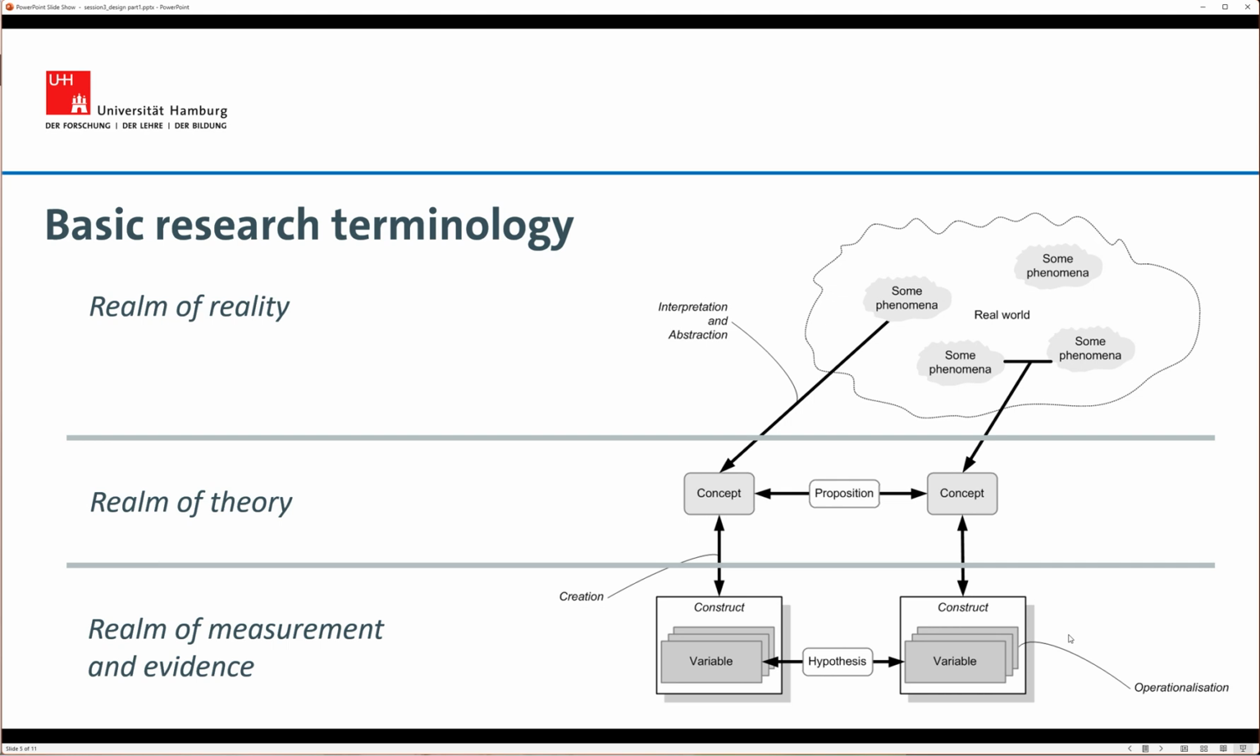Now, a third realm that is important to research is then the realm of measurement and evidence. So basically, what we're trying to do is we take our realm of theory, where we delineate or make assertions about how concepts relate to one another, and then we have to go back into the realm of reality to test them. But we don't directly go back to the realm of reality. Instead, we typically go into the realm of what I label measurement and evidence here. What does that mean? That means that for each of the concepts that we've just defined or created, we need to create a so-called construct that serves as an operationalization of that concept.